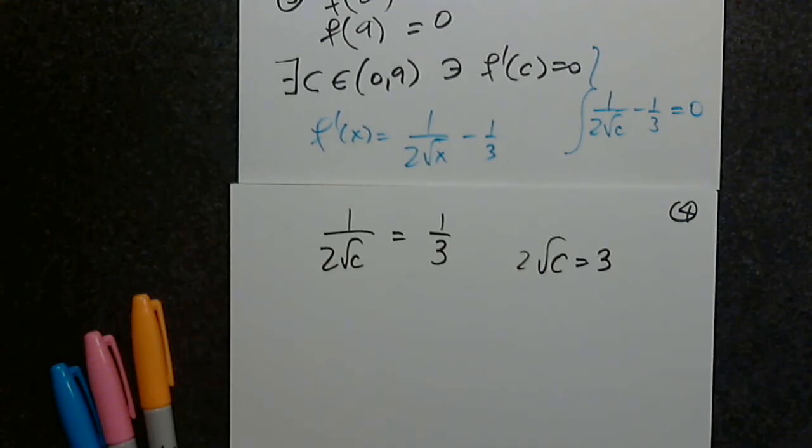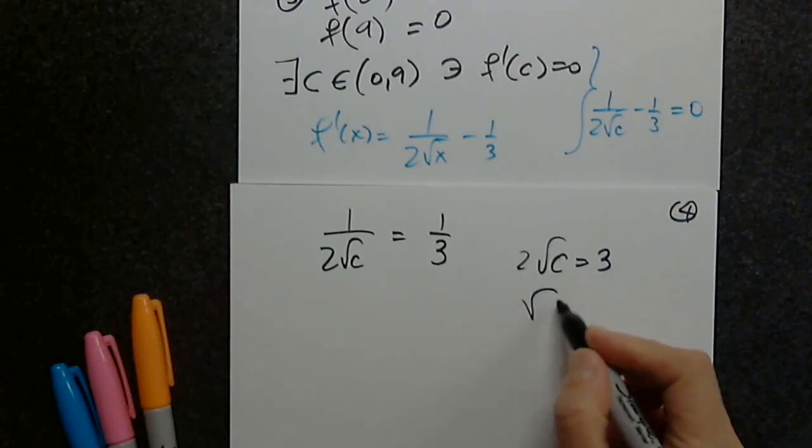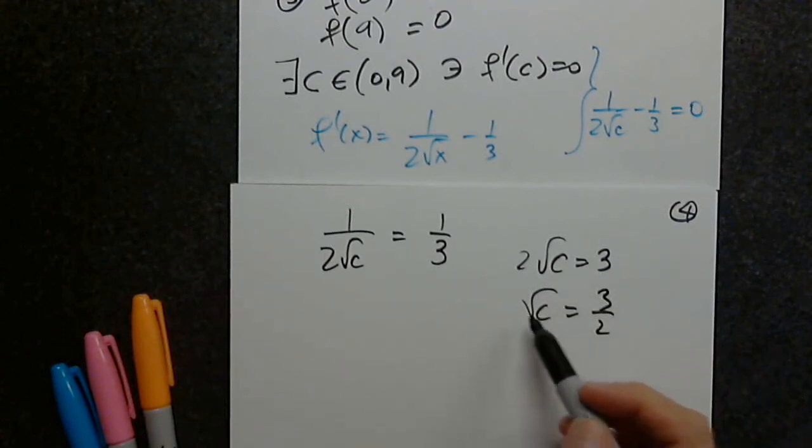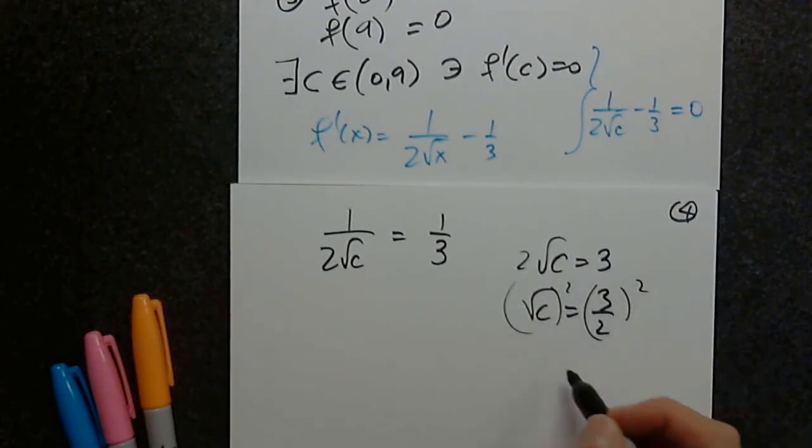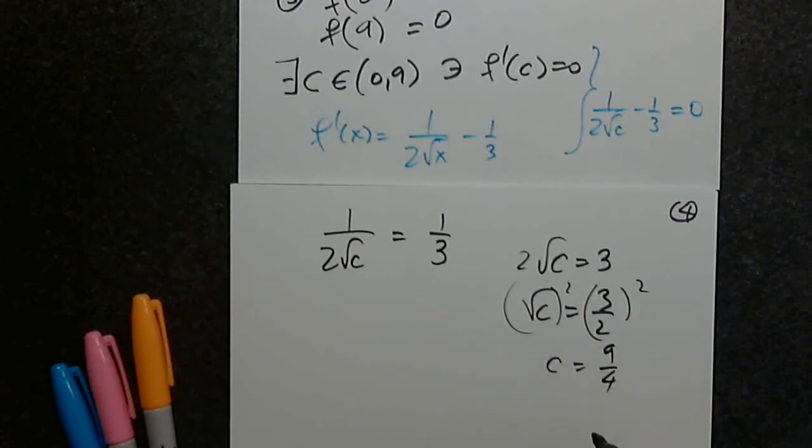If two fractions are equal and they have the same numerator, they must have the same denominator, otherwise they will not be equal. So we will divide both sides by 2. We get the square root of c equals 3/2. And now we square both sides and we get c equals 9/4. Now I have to make sure that this is in the interval 0, 9. And of course it is, right? It's a little bit more than 2.